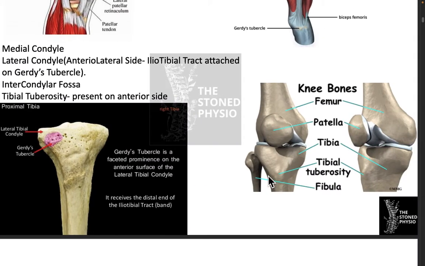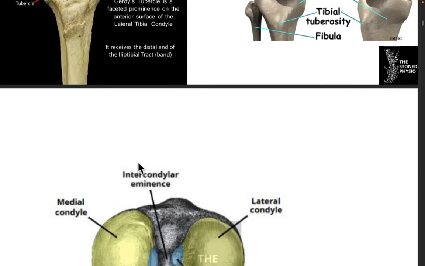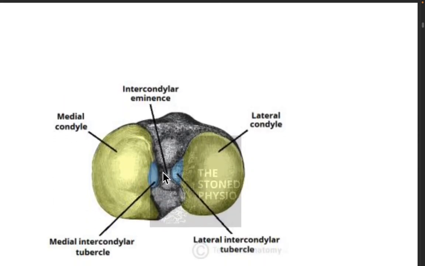That we have the tibial tuberosity and it is the site for the attachment of the patellar tendon. Here. Okay, so we have the tibial tuberosity. On the lateral side here we have Gerdy's tubercle, and that is the site for the TFL attachment, and then the lateral and medial condyle, and we have the intercondylar fossa as well. Between both the condyles we have the fossa region that is called the intercondylar fossa. Here we have the intercondylar fossa.